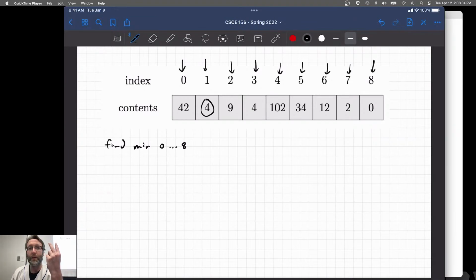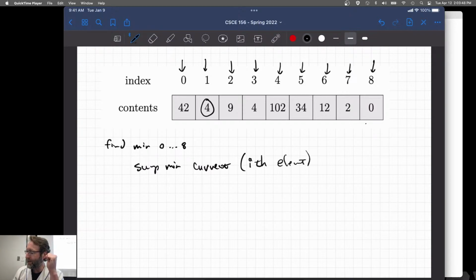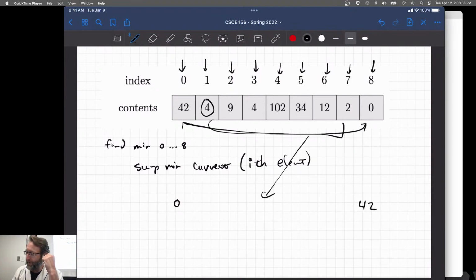And then I find that, oh, actually, the 0 is my minimum. And at the end of that, I swap the min with the current, right? This is going to be the ith element. And in this case, that's going to be 42 and 0. At that point, I've got 0, and then 42 is down here, and I've got all the remaining stuff still here. Okay? At that point, this is sorted. Right? And then I continue with the rest of it.